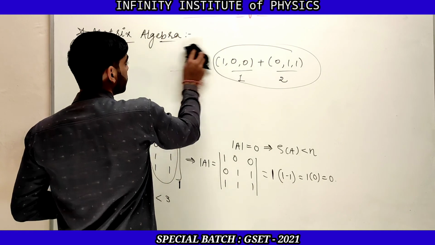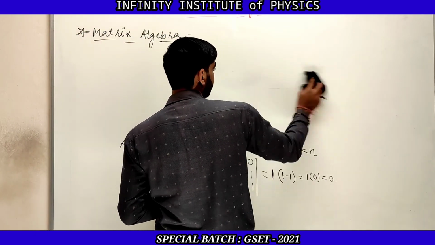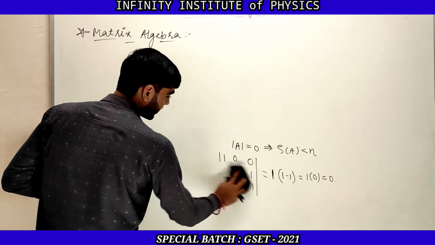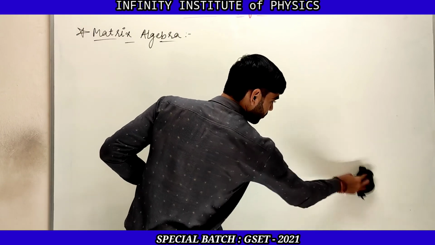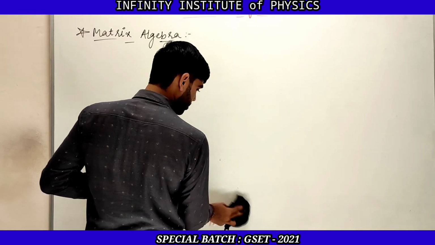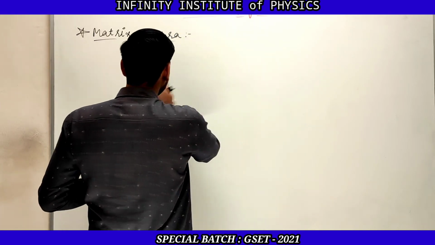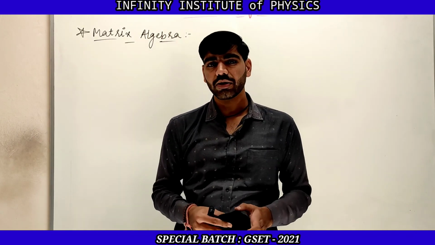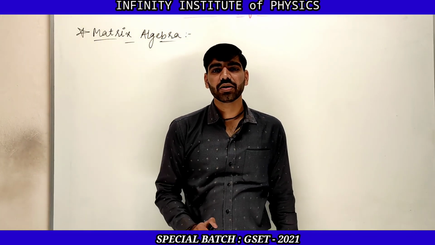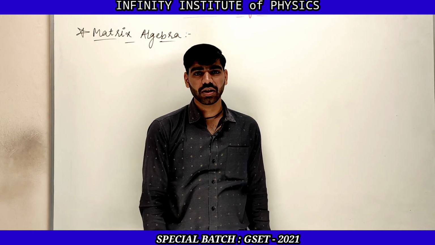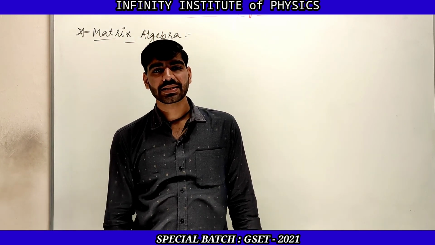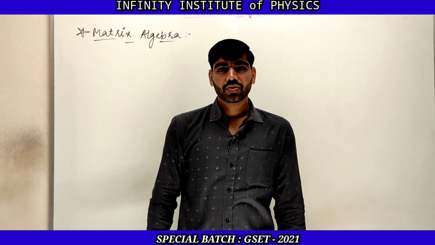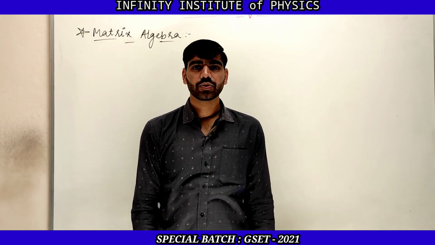So I hope it is clear to everyone, related to the rank of a matrix, and you can now solve some questions from the GSET paper or the NET paper related to the rank of a matrix. So in short, a matrix with determinant not equal to 0 has rank the same as its order, and if the determinant of the matrix is equal to 0, then the rank will be less than its order. Clear? So this is all about today's lecture.